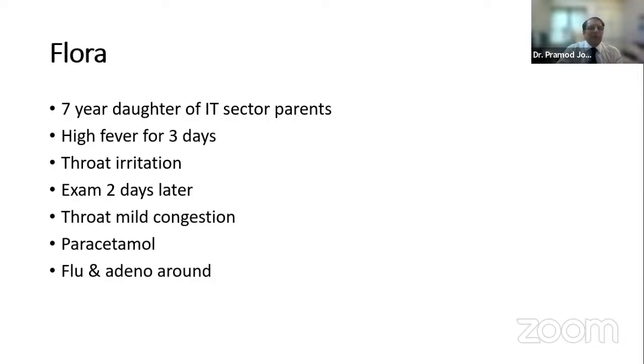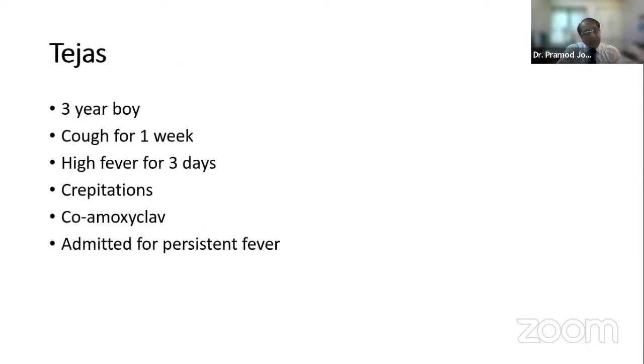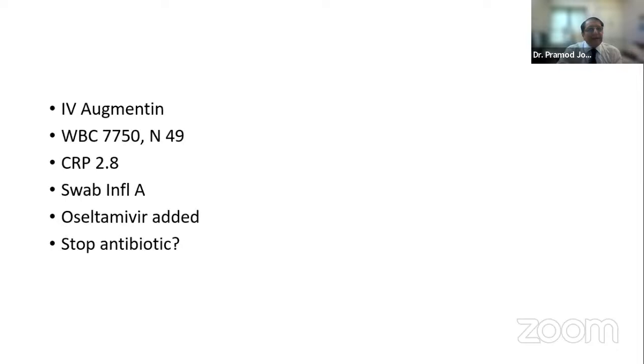Maybe a 7-year-old is not very small; under the age of 2, yes, you will be worried. But remember, if on the other hand, a 3-year-old boy comes to you with cough for a week and high fever for 3 days, and there are crepitations, meaning thereby there is respiratory involvement, okay, and lung involvement, then you are justified in putting this child on amoxicillin. Of course, this child was admitted for persistent fever, and as he was admitted, he was put on intravenous antibiotics, and the CRP was normal. And as I told you, when we sent the nasopharyngeal swab, it showed influenza A, and Oseltamivir was added.